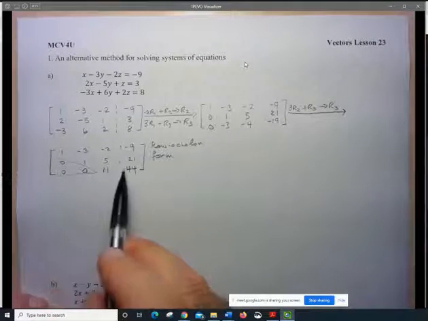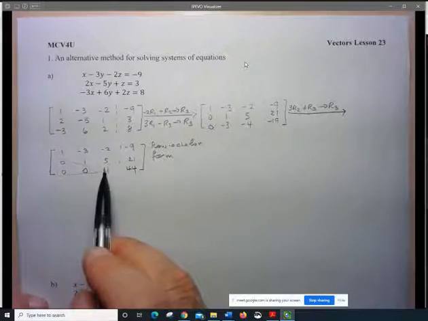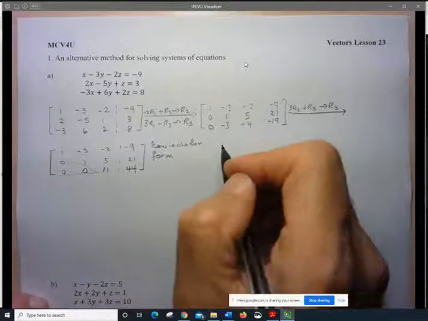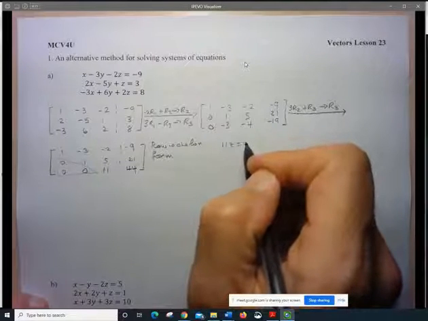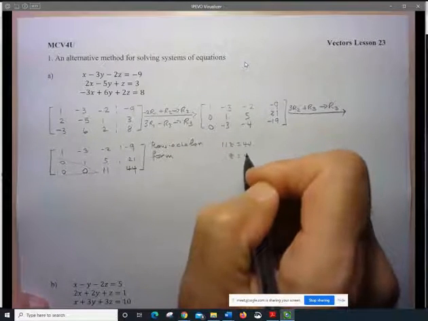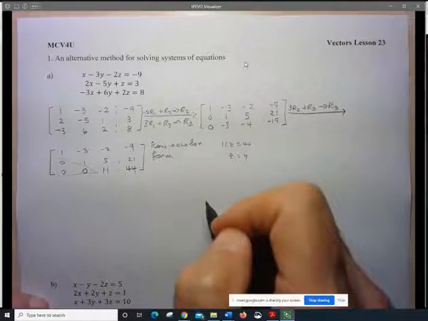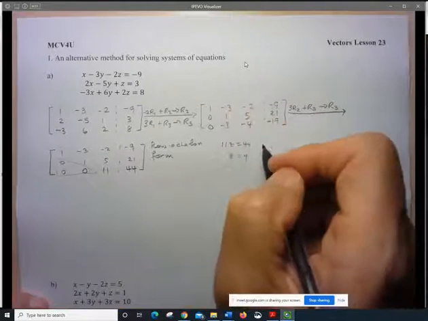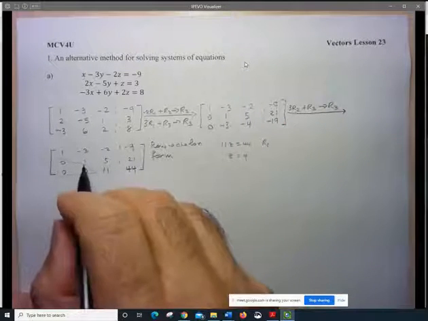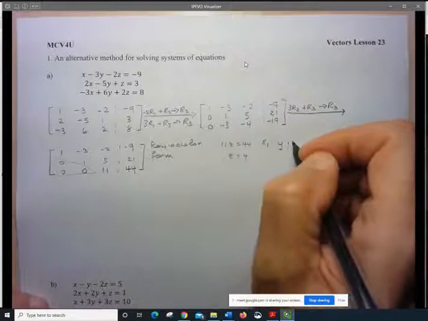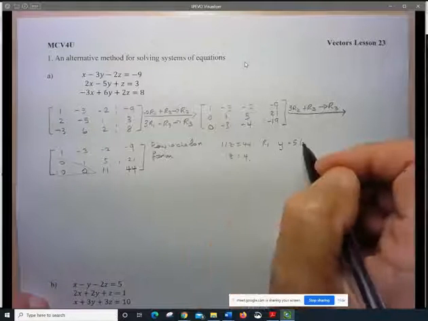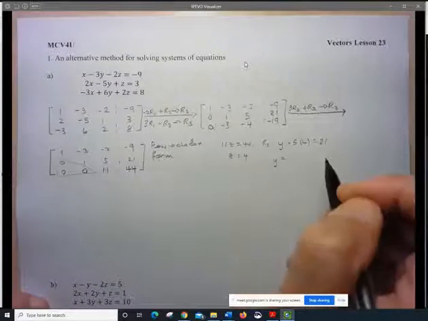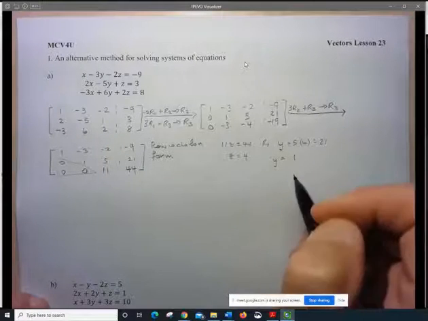Because remember what this represents: coefficient of x, coefficient of y, coefficient of z, result. So this equation at the bottom just represents 11z equals 44. Z equals 4, which I'm pretty sure is what we got last time. But now that I know that z equals 4, I can go to row 2 and solve y plus 5 times z, which is 4, is equal to 21. So y is equal to 21 minus 21.